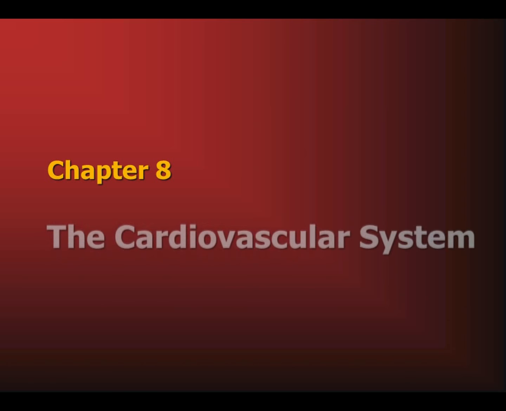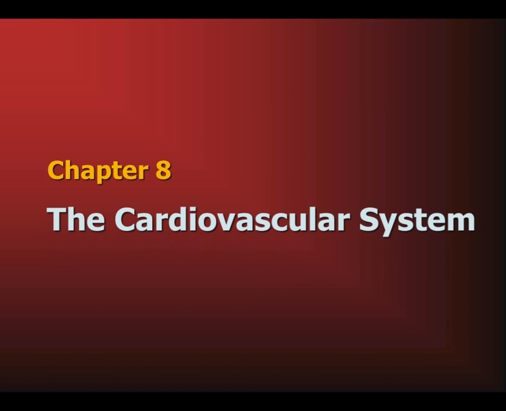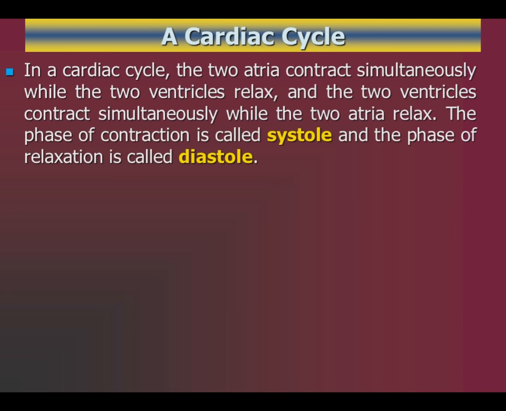Chapter 8. The cardiovascular system. A cardiac cycle. In a normal heartbeat, the two atria contract simultaneously while the two ventricles relax. Then, when the two ventricles contract, the two atria relax.